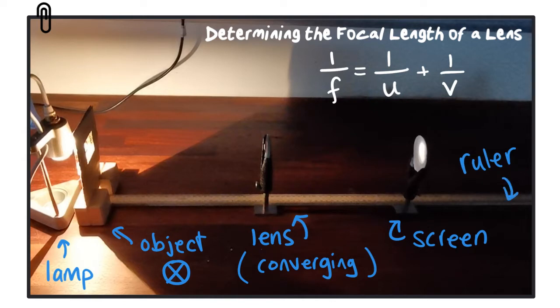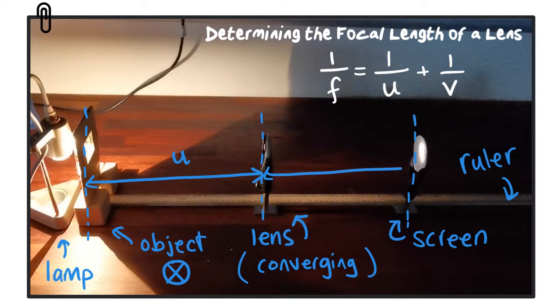So what are the measurements that we need for this? We're trying to figure out the focal length, which from the equation is f. So that means we need to measure u and v. So let's start with u. u is the distance between the object and the centre of the lens. So I'm drawing dashed lines just to represent that. And the distance between the two is what we call u. v is what's called the image distance, and it's the distance between the lens and the image, and we call that v.